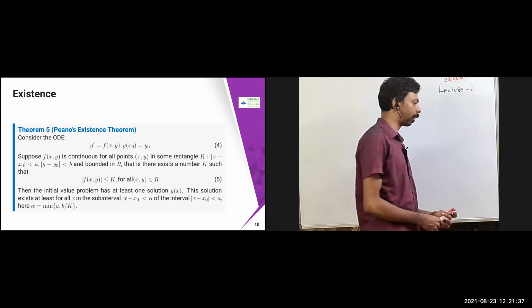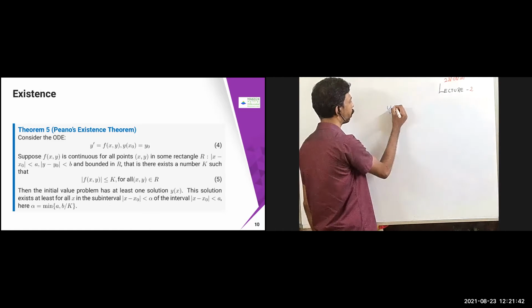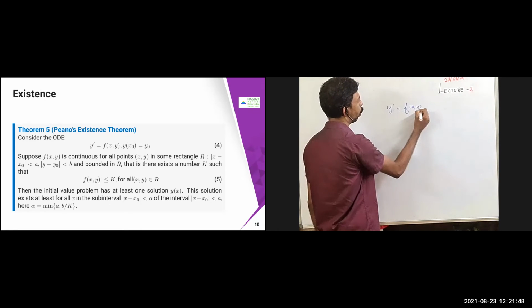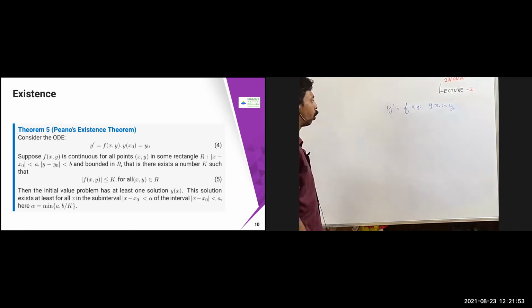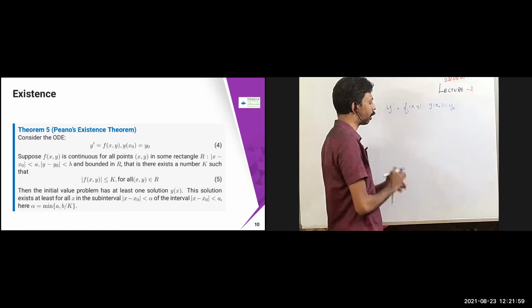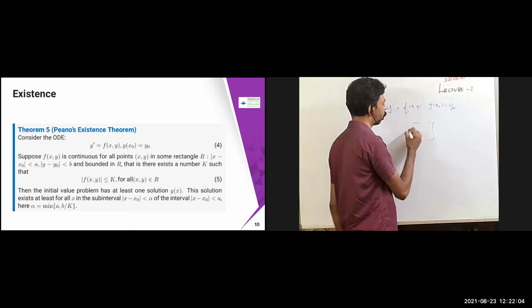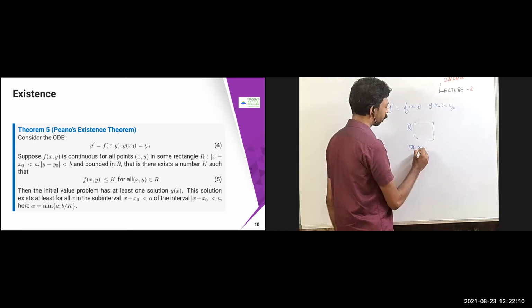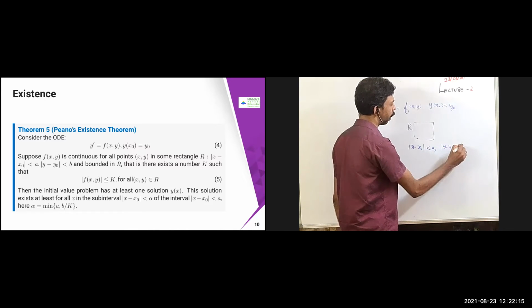Peano's existence theorem is about this: y dash equal to f of x comma y, with y of x naught equal to y naught. Some initial value problem is given. This theorem gives you the existence of a solution. Suppose f of x comma y, the right hand side, is continuous for all points x comma y in some rectangle. That rectangle I can define as modulus of x minus x naught less than a, and modulus of y minus y naught less than b.